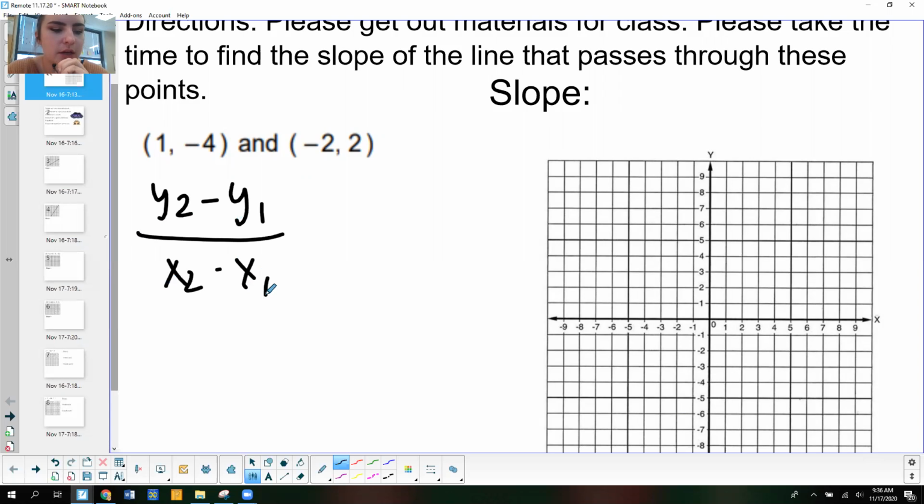No, you're supposed to enter the slope, Keisha. You're good. So right now you should be either working on this, finding the slope, or entering what you got into the chat.